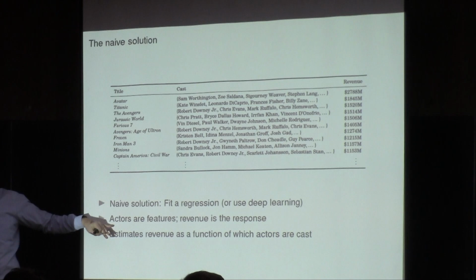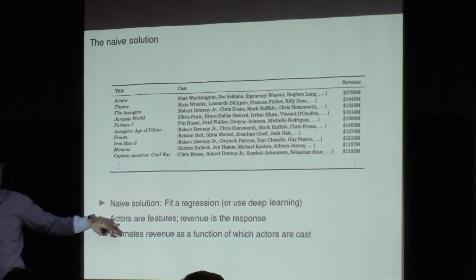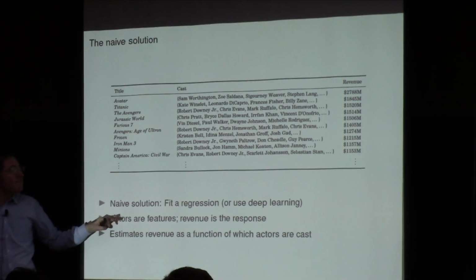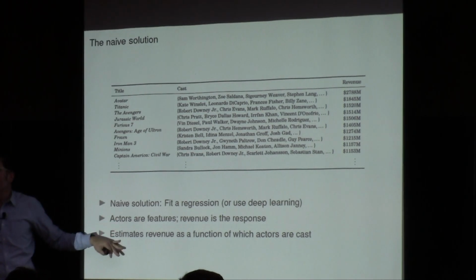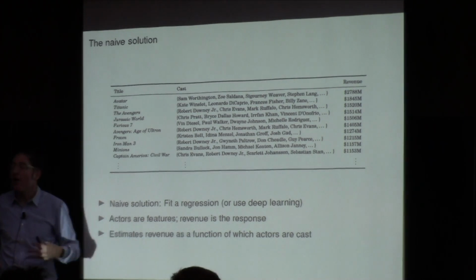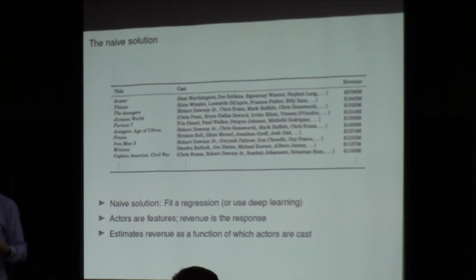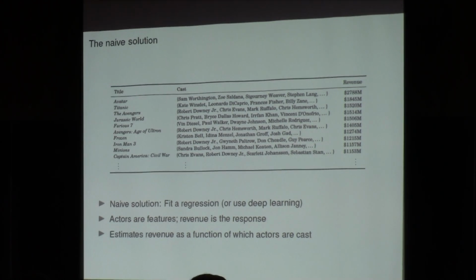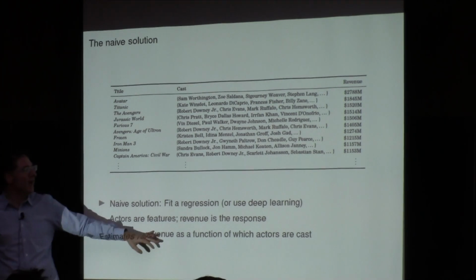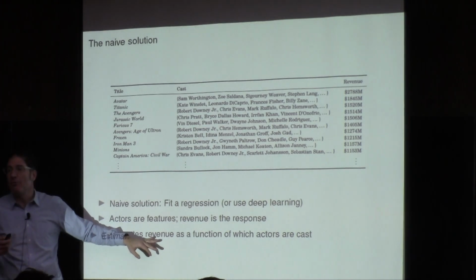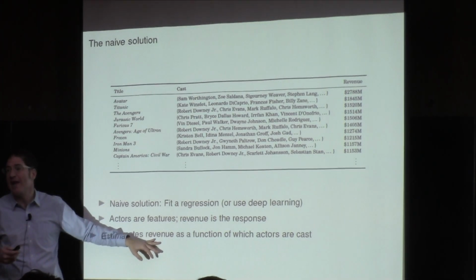And in this little machine learning setup, actors are features, and revenue is the response variable that we're trying to model as a function of the features. The problem with this, why it's not causal, is that this estimates revenue as a function of which actors are cast. And so the difference between causal inference and predictive inference, or whatever you want to call it, is the tense of that verb. Revenue as a function of which actors are cast is different from the revenue as a function of which actors we cast.